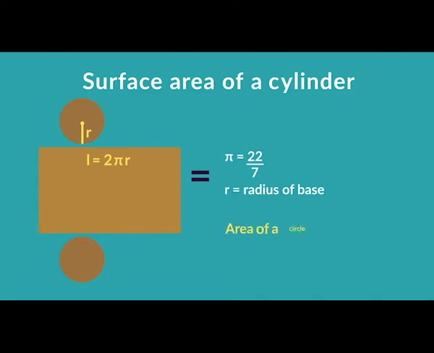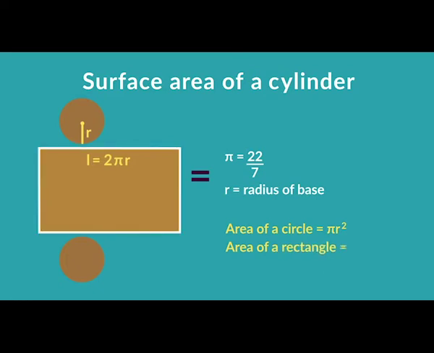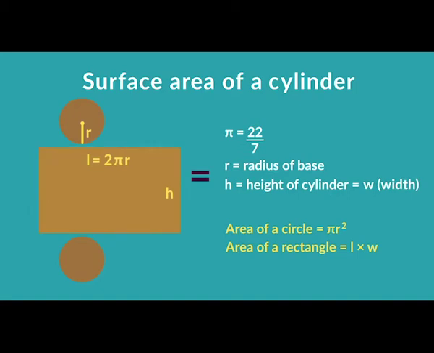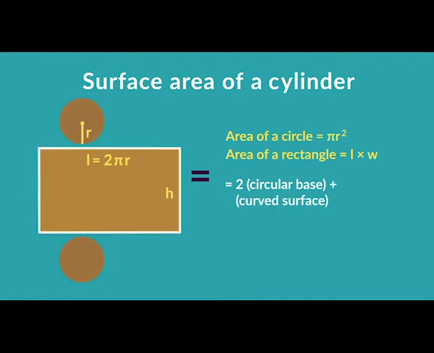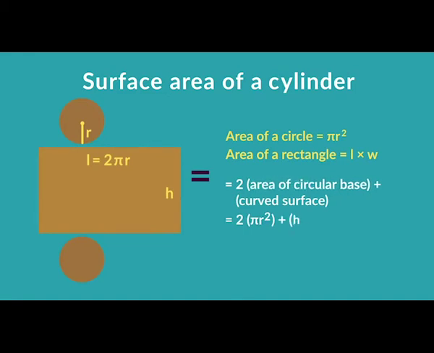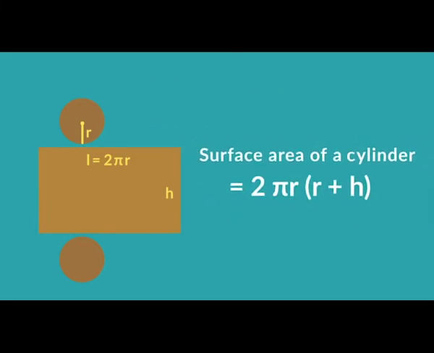We also know how to find the area of a circle. We use pi r squared, and we know how to find the area of a rectangle, length times width. Here, the width will be equal to the height of the cylinder. A cylinder has 2 circular bases and a rectangular curved surface, so we can write this as 2 pi r squared plus h times 2 pi r. There's a common factor here of 2 pi r, and if we factorize this, we are left with a formula for calculating the surface area of any cylinder. Surface area equals 2 pi r (r plus h).